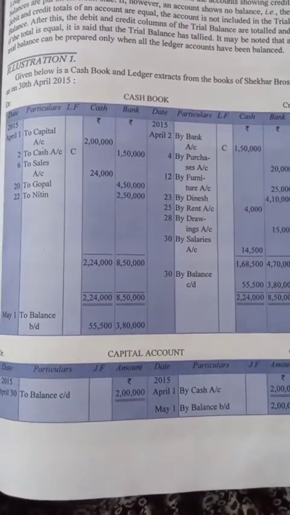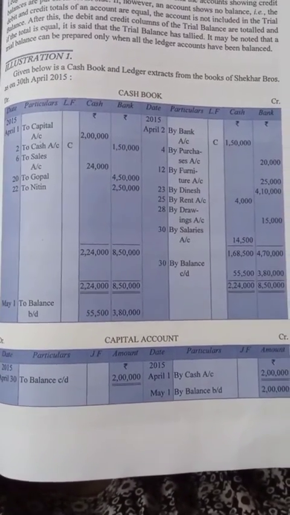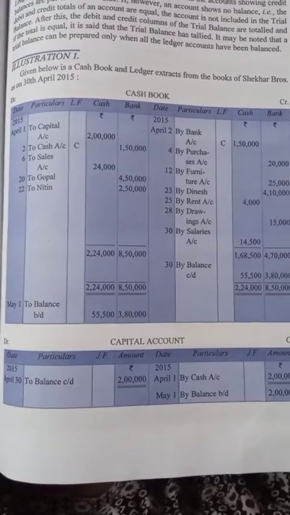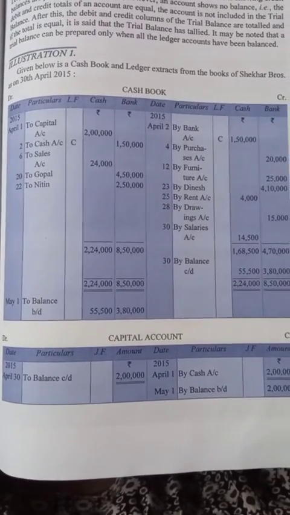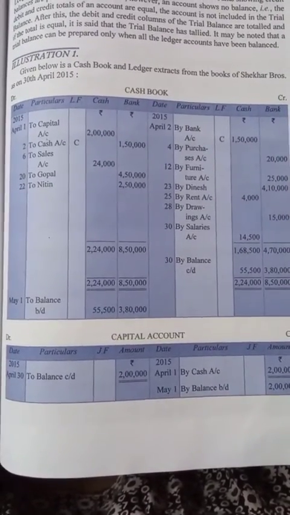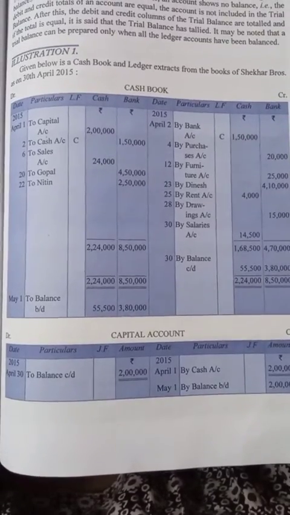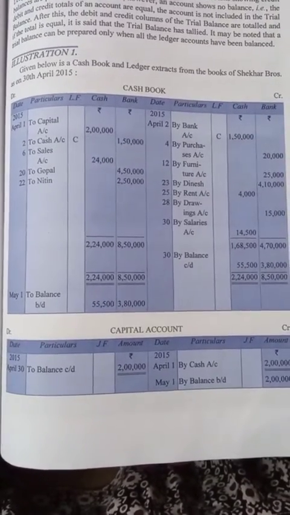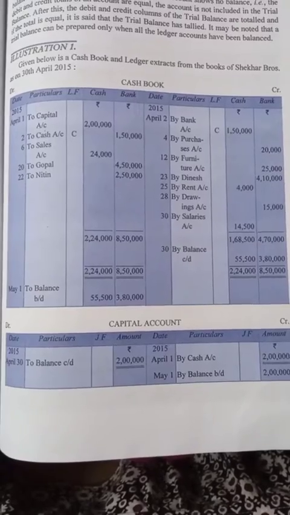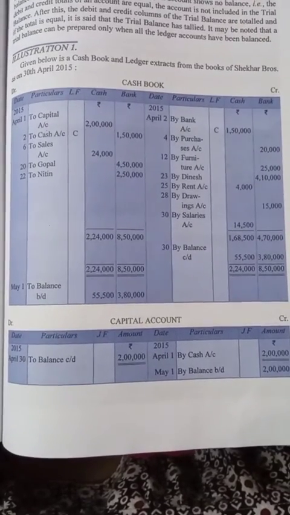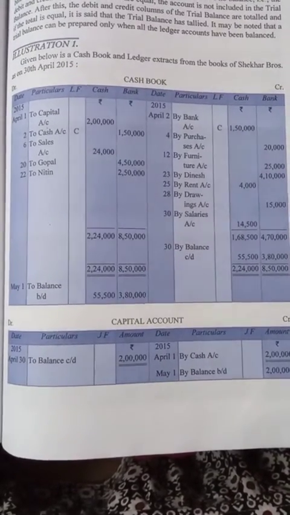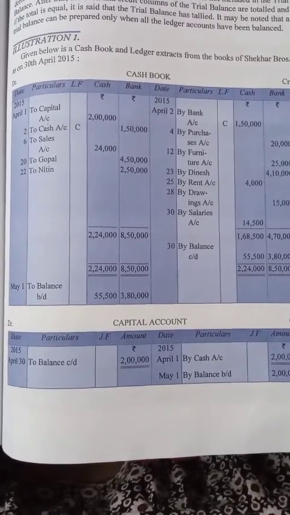Hello students, today we will learn a new sum in the chapter of trial balance. That is, you have to prepare a trial balance from the given cash book and the various kinds of ledger accounts. Here we have a cash book in the books of Shekhar Brothers on 30th April 2015, and there are various other ledger accounts also.